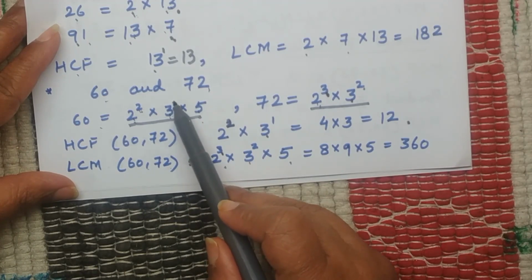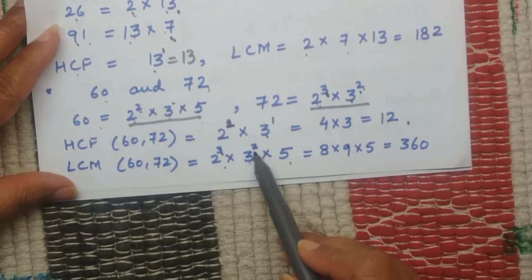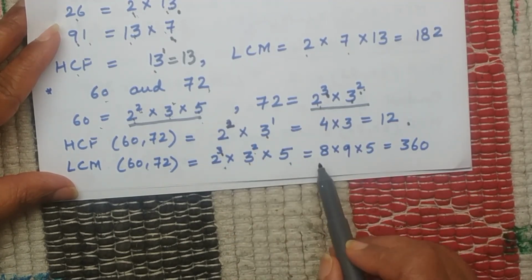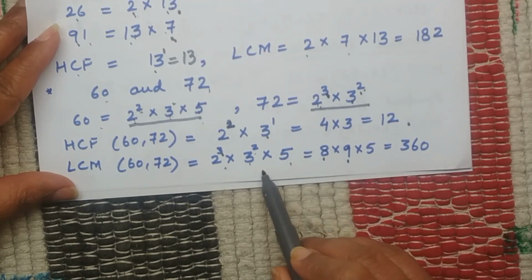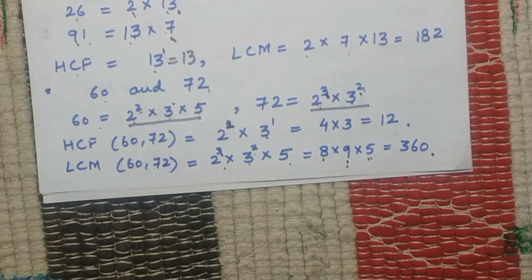Now 3, the power is 1. Here the power is 2. So highest power is 2. Into 5 raised to power 1 only. So 5. So 2 cube is 8. 3 square is 9. And this is 5. 8 into 5, 40 into 9, 360 is the LCM.